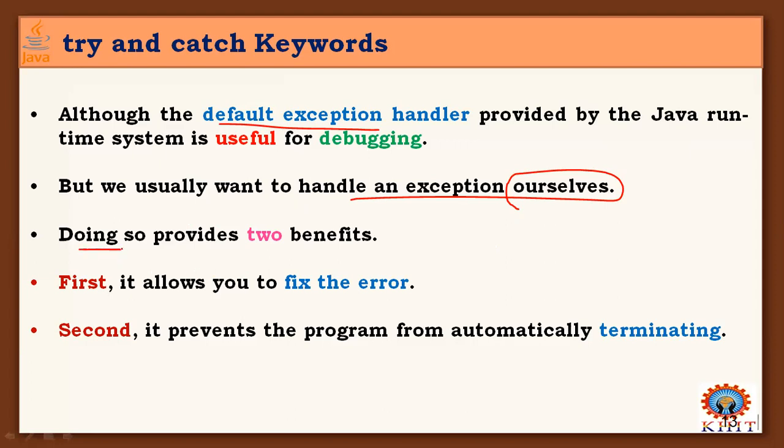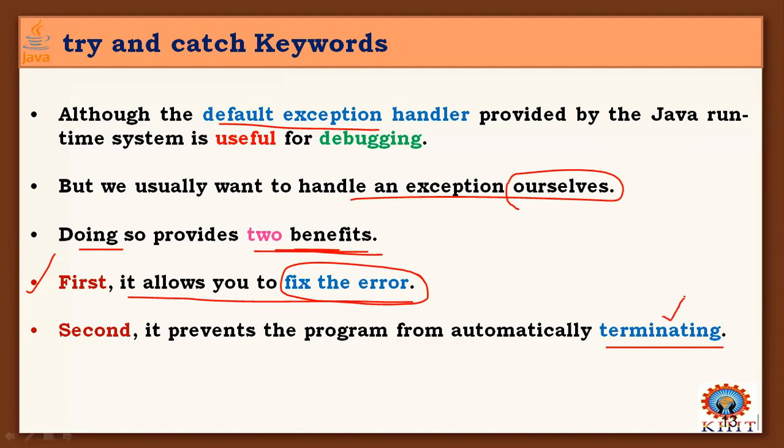Doing so provides two benefits. The first one is that it allows you to fix the error. And the second one is that it prevents the program from automatically terminating. So the termination process will be controlled by our exception handler, and in the same way we can fix that error.